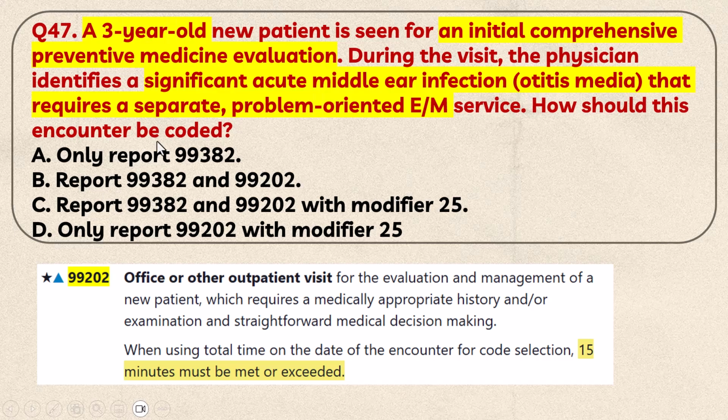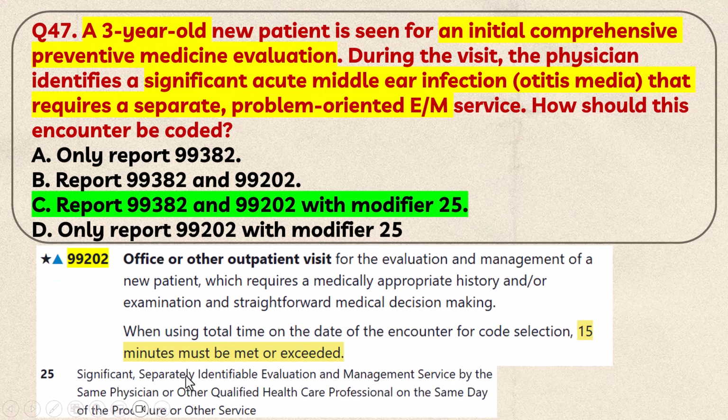But when you use 2 codes in this preventive medicine, you had used the modifier 25. So the modifier 25 says significant separately identifiable evaluation and management service by the same physician or other qualified healthcare professional on the same day of the procedure or other service. So the correct answer will be answer C, that is report 99382 and 99202 with modifier 25.